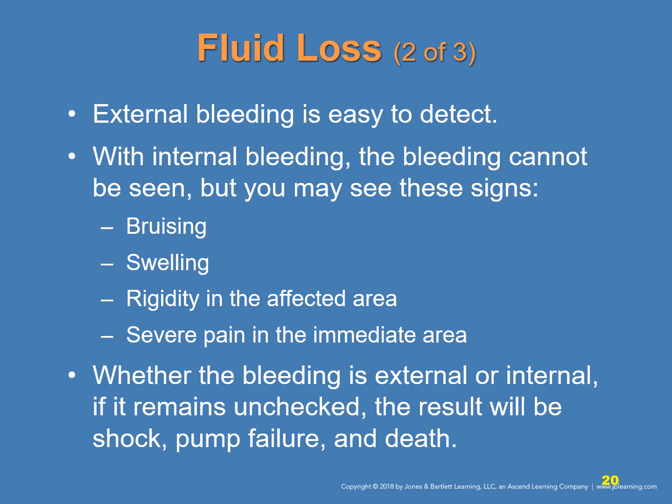External bleeding is easy to detect because you can see blood escaping from the circulatory system. With internal bleeding, the bleeding cannot be seen, but you may see signs of internal blood loss: bruising, swelling, rigidity in the affected area, and severe pain in the immediate area.